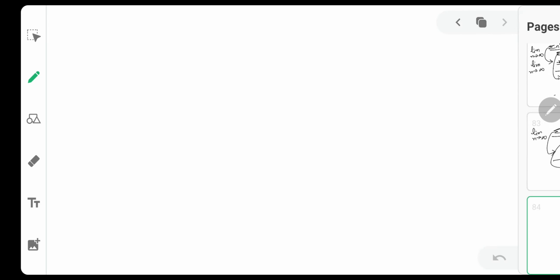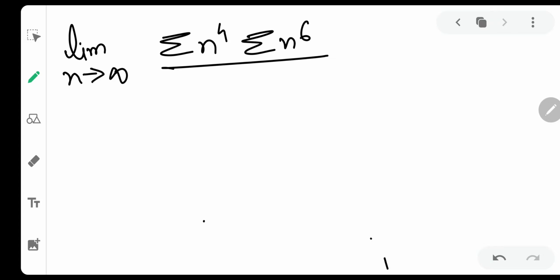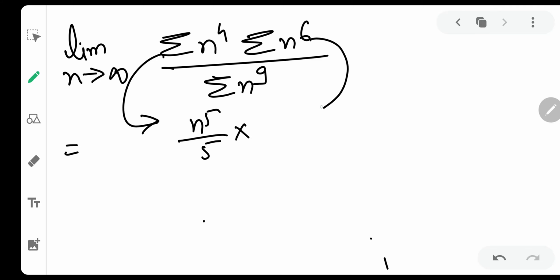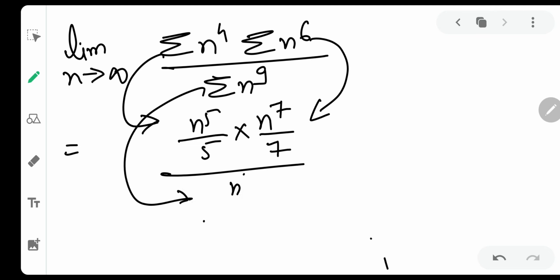Let us do one more question. Limit n tends to infinity and you have summation n raised to 4, summation n raised to 6 upon summation n raised to 9. How to do this sum? The highest degree for this will be n raised to 5, for this will be n raised to 7 upon 7, and for this will be n raised to 10 upon 10. This is how you do it.